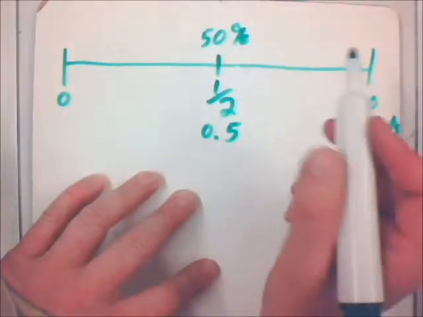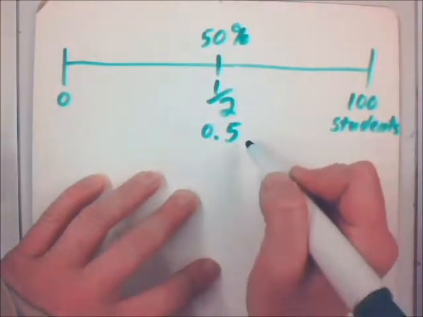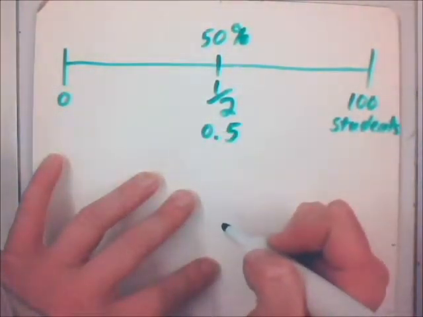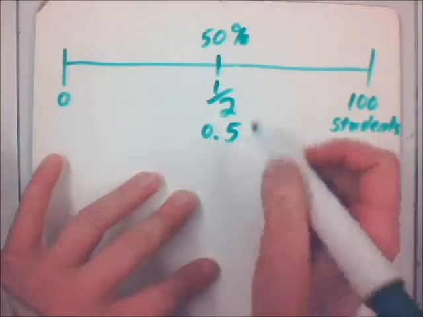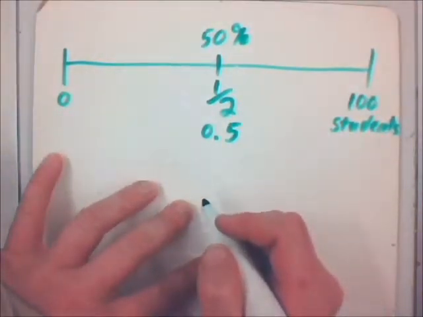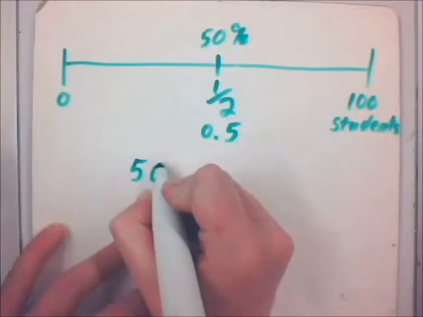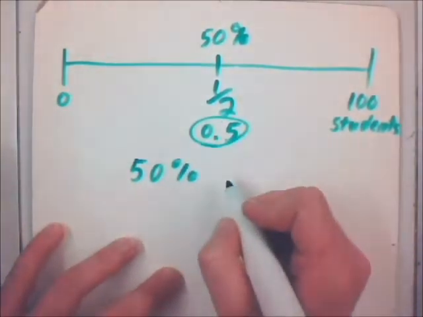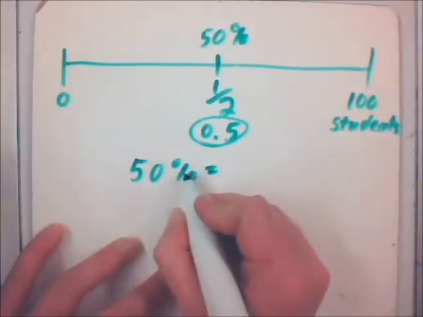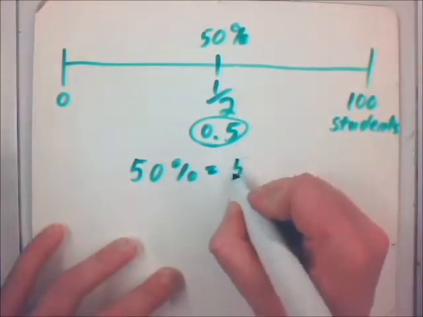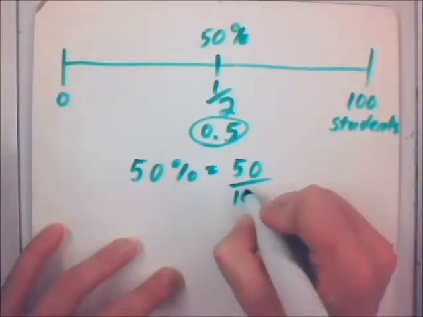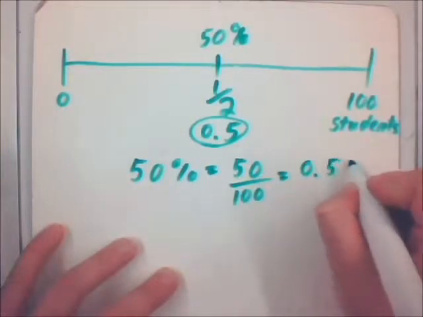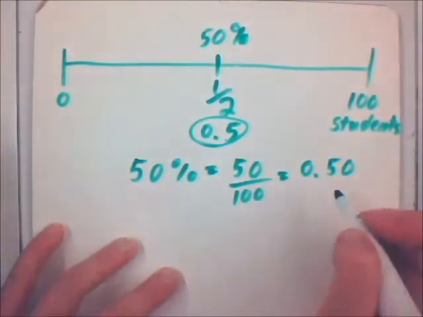That's why percents can be changed into fractions or decimals, because a percent is only a piece of the total number of things we have. I can calculate this mathematically by going: 50% needs to be changed into a decimal. Percent means per 100, so I can make this 50 over 100, and I know this is the hundredths place, so this becomes 0.50 or 0.5.